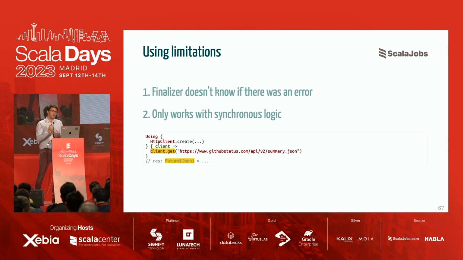But here's a problem, because using is designed so that when you finish your usage block, so when you return a value, using assumes that you're essentially done with the resource. You don't need it anymore, and you can shut it down. But that's not true with asynchronous logic. You should shut down the HTTP client when you get back the response, not when you start it.